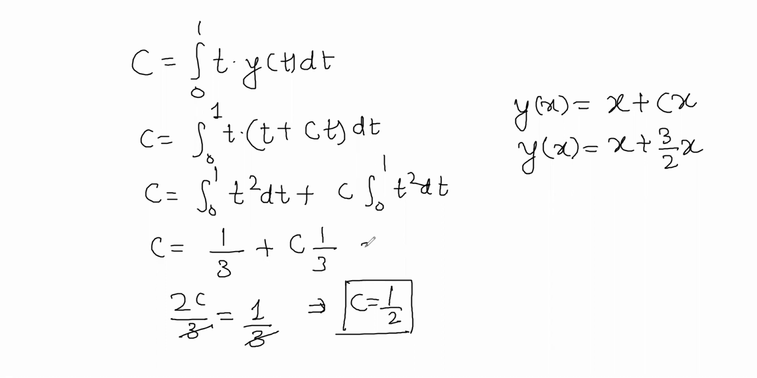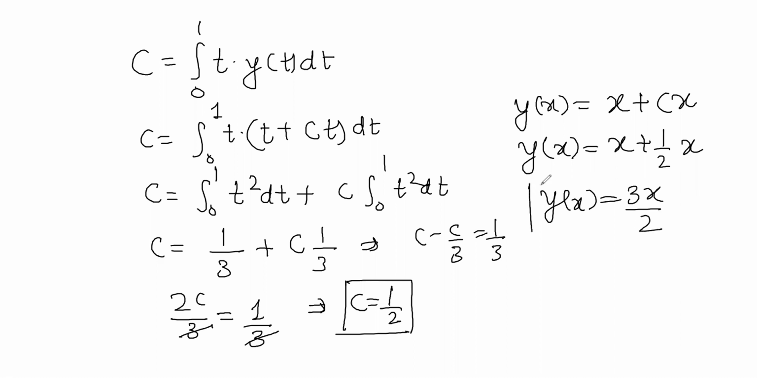After this step, let me write down. C minus C by 3 will be equal to 1 by 3. So you get 2C by 3 equals 1 by 3, so C will be half. If I put C equal to half, then my equation gets reduced to 1 by 2. So y of x will be basically 1 plus 1 by 2, that is 3x by 2. Okay, that's my solution, 3x by 2.